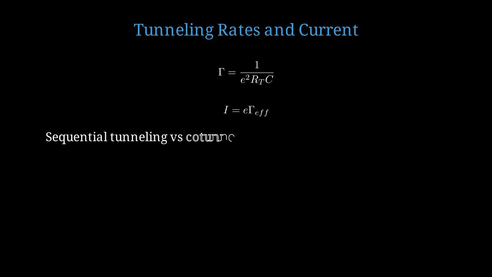There are two main transport mechanisms. Sequential tunneling involves electrons hopping one at a time through the dot. Co-tunneling is a higher-order process where electrons virtually occupy the dot.